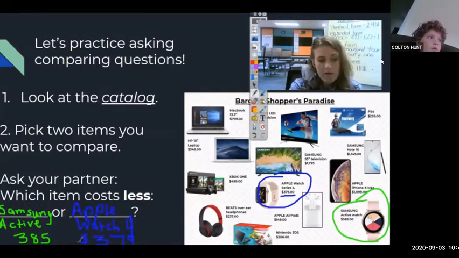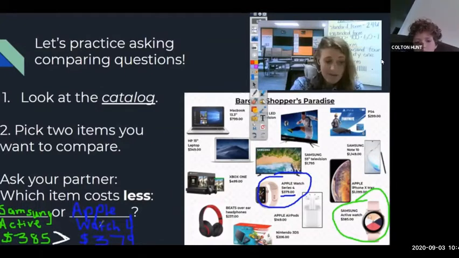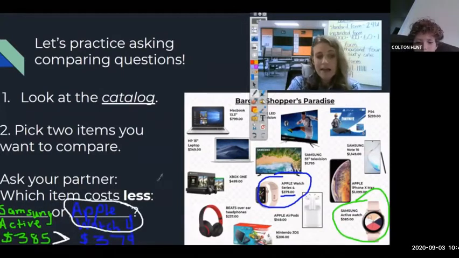So the question is, which costs less? Well, these both have a 3 in the hundreds place, so these both cost 300. So I have to go to that tens place next. Looking at the tens place, there's an 8 in the Samsung's price. There's a 7 in the Apple. So 385 is greater than 379. So which item costs less? The Apple Watch costs less money.